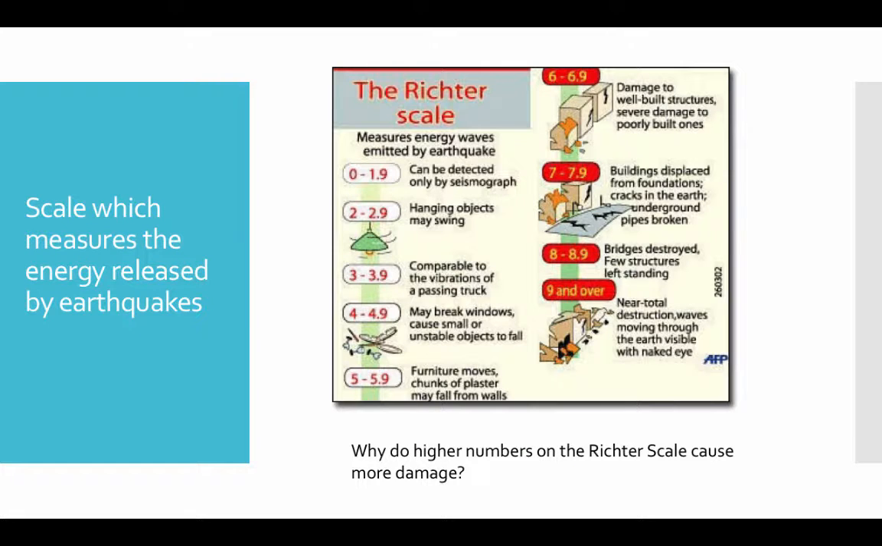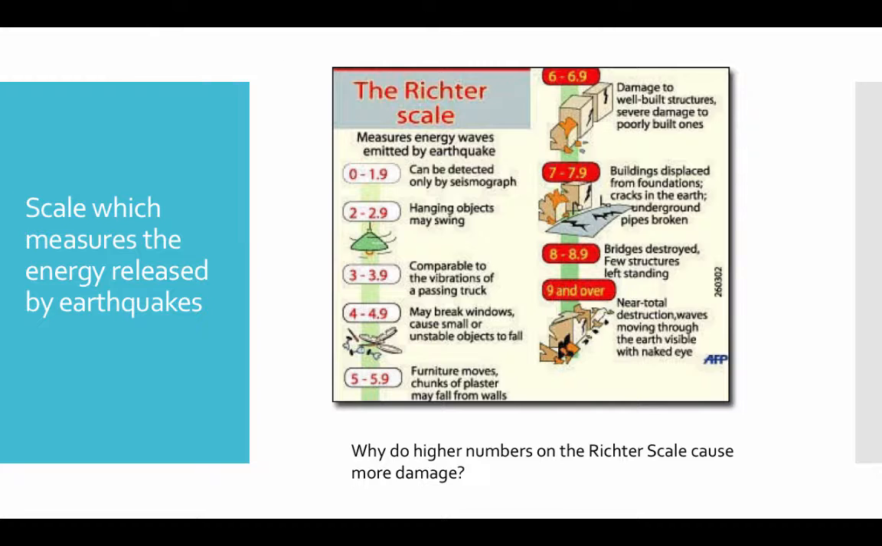Here's some information regarding the Richter scale. The Richter scale is the scale that measures the energy released by earthquakes. It is a logarithmic scale that goes from 0 to 10. Theoretically, there could be earthquakes larger than 10. And you can notice that the lower the number is, the less damage there is, while the higher the number is, the more damage there is.